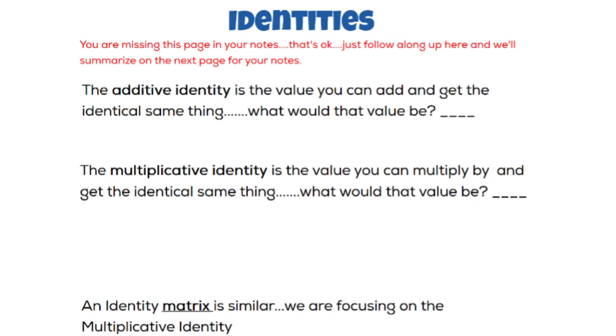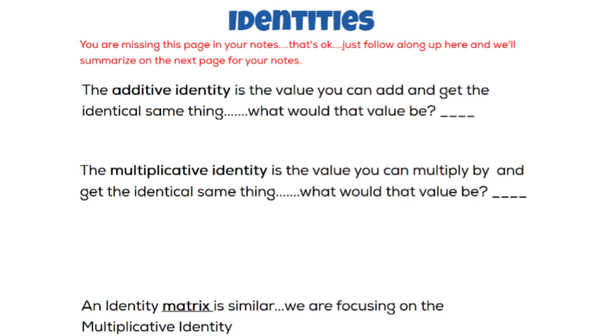All right, now before we talk about inverses, we need to talk about identities. And I know this isn't in your notes, you're just going to follow along here. Okay, so let's go back to algebra 1. This is literally pre-algebra, algebra 1. Let's see what you remember from then.